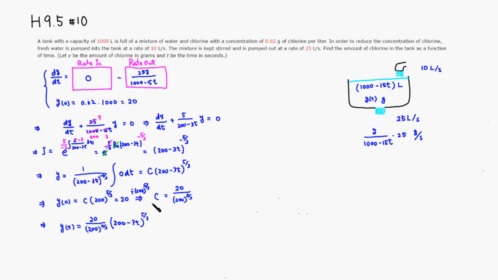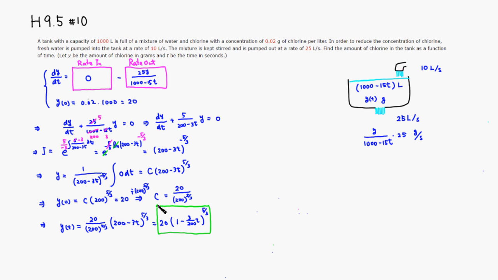Then we can simplify this a little bit. I'm going to leave the 20 in there, and combine these two since they both have the 5/3 power. 200 divided by 200 is 1, minus 3t divided by 200, which is 3 over 200 t, then raised to the 5/3 power. This is the function that we are looking for: the amount of chlorine in the tank as a function of time.